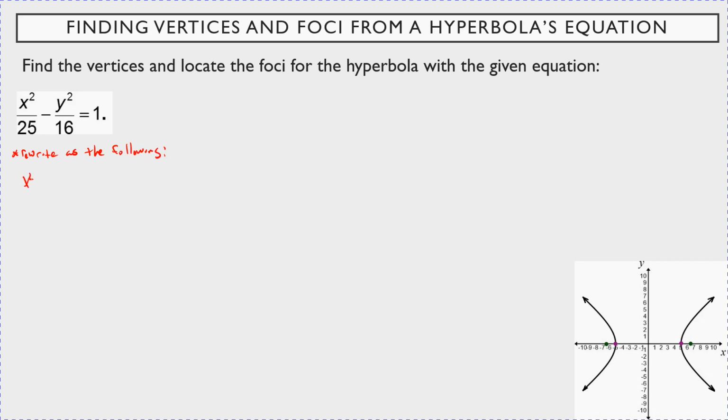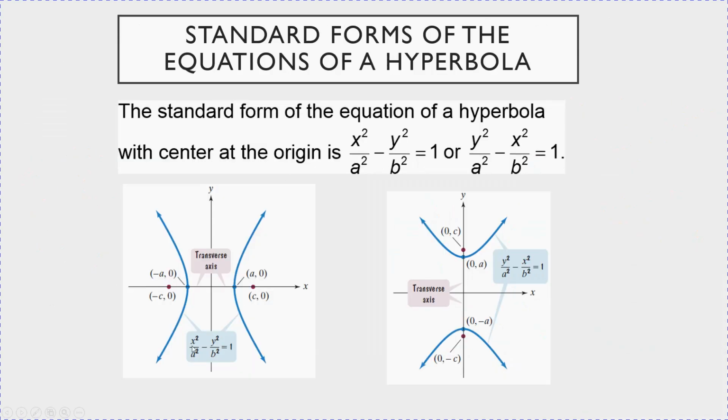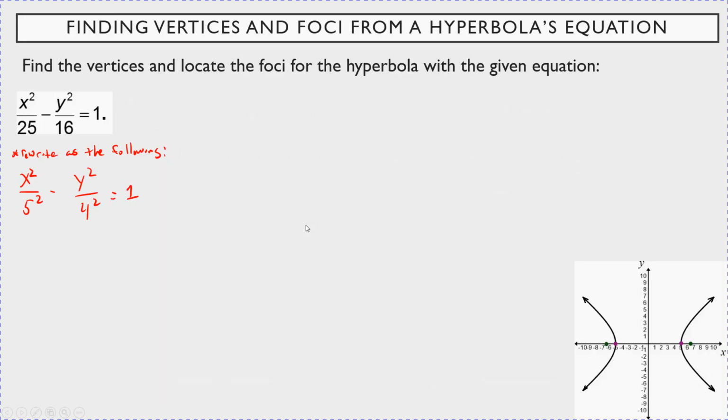So I'm going to rewrite this as x squared over 5 squared minus y squared over 4 squared is equal to 1. And right off the bat, you can see that it's this equation right here. It's x squared over a squared minus y squared divided by b squared is equal to 1. So what I'm hinting at here, the information you're given: 5 is a, so a is equal to 5, and b is equal to 4. So you can use that right off the bat to find the vertices.